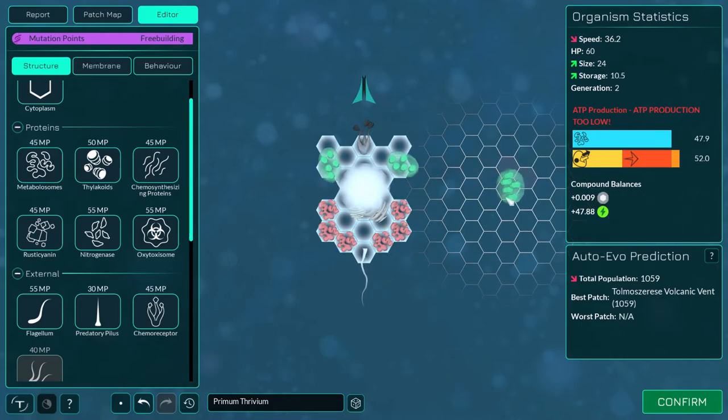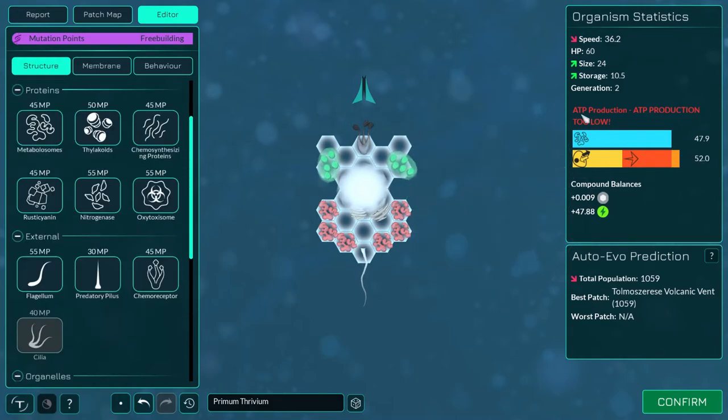Like, your cell will survive just by sitting around soaking up the sun. You don't have to hunt for food, you don't have to hunt for compounds. You can survive merely by just existing. It is a very safe, very stable build to have.